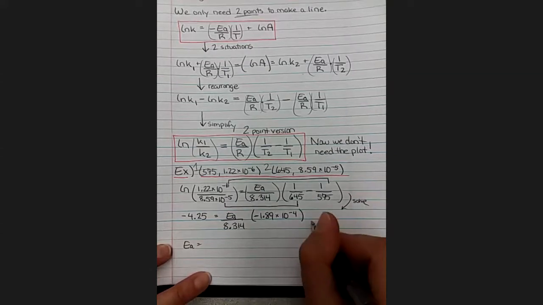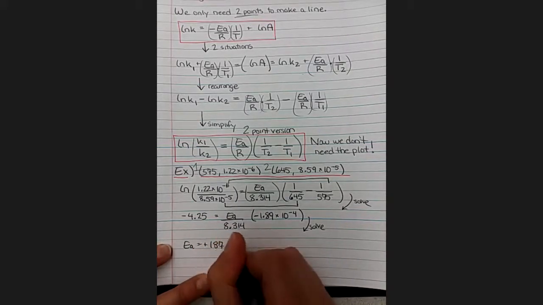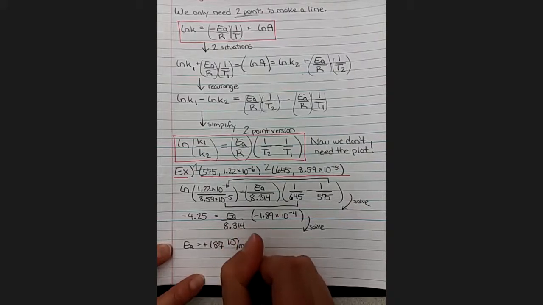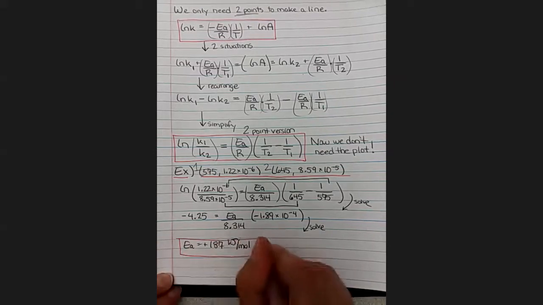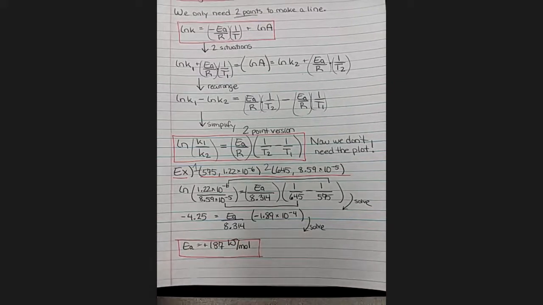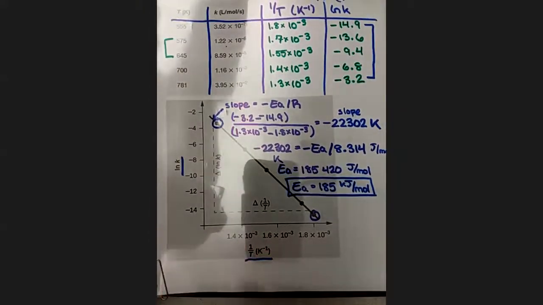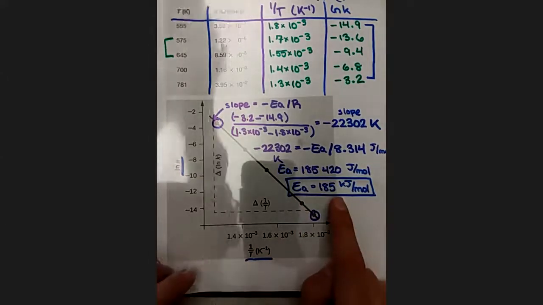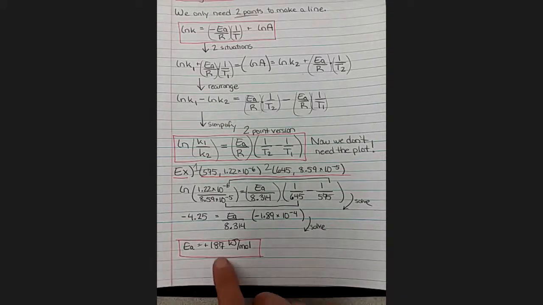So we're just solving here. And we should end up with an activation energy of positive 187 kilojoules per mole. Let's check that against our number from the model. When we did the average slope, we got 185 kilojoules per mole. And when we picked 2 different points, we got 187 kilojoules per mole. So it wasn't exactly the same number, but it was pretty close.